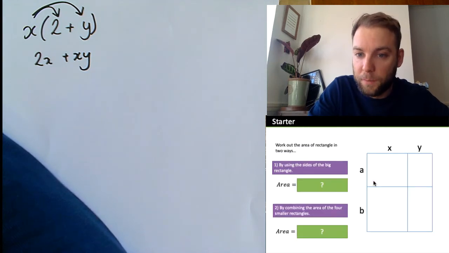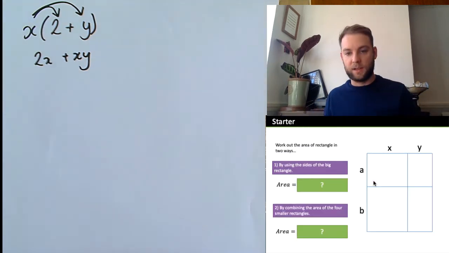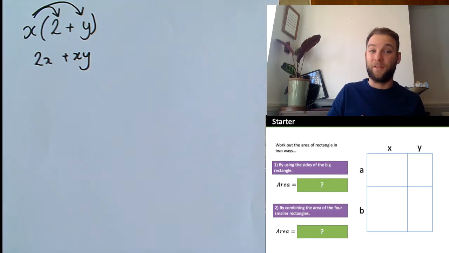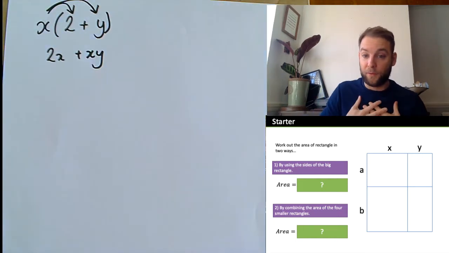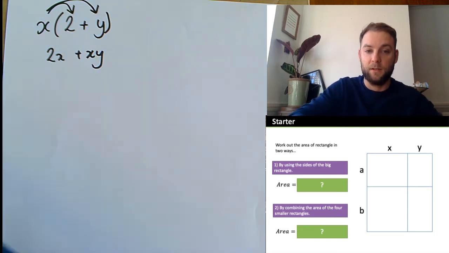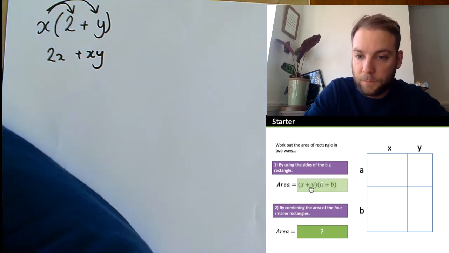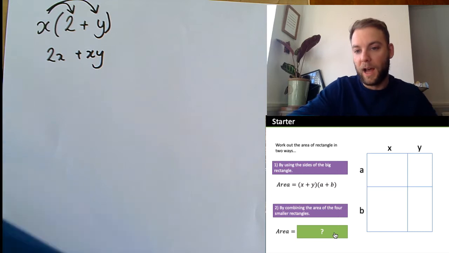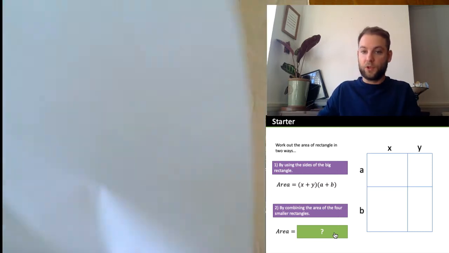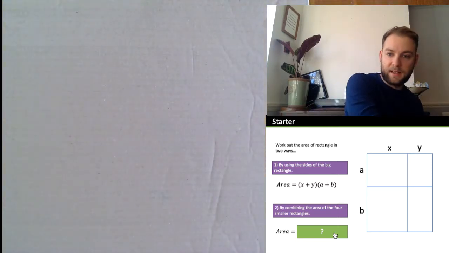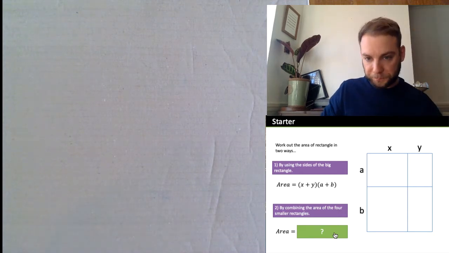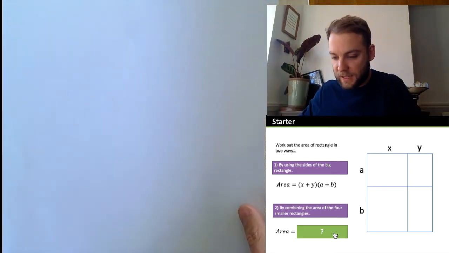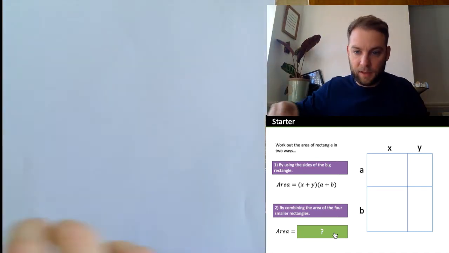So how do we go about doing this? Well, the best way to do it is to find the area of each of these, or use the grid method. I prefer the grid method. I think it's the best way to do this. So here we have two brackets, one which is x plus y and one which is a plus b. We have the area of that first one, which is x plus y. So let's just show you how you do this.